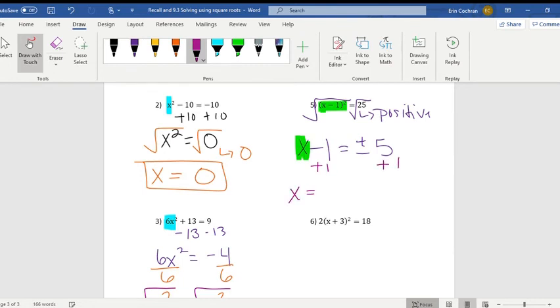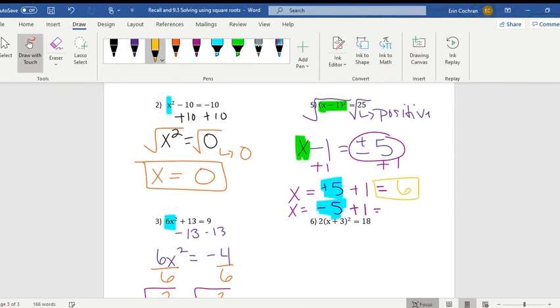We have a positive 5, so I'm going to take a positive 5 and add 1. And we also have a negative 5, and we have to add the 1, okay? So 5 is positive and negative, so we have to look at a positive 5 here and a negative 5 and add 1 to it, okay? So a positive 5 plus 1 is 6, so there's my first answer. And then a negative 5 plus 1 is a negative 4, and that would be my second answer.